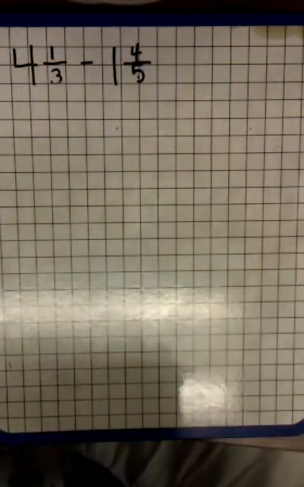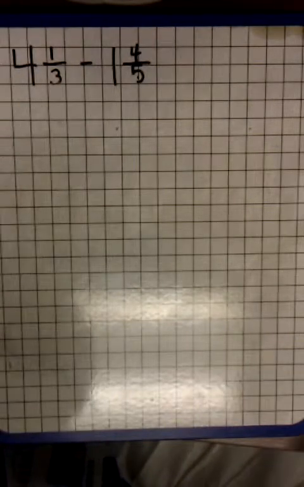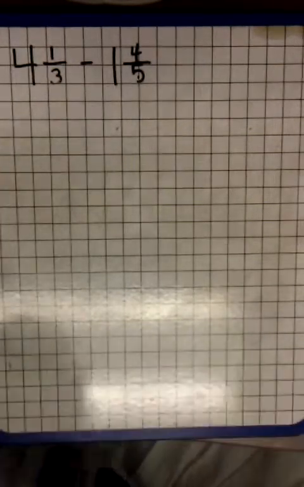I'm going to demonstrate subtracting mixed numbers with unlike denominators using renaming. I'm going to show you the strategy decomposition.